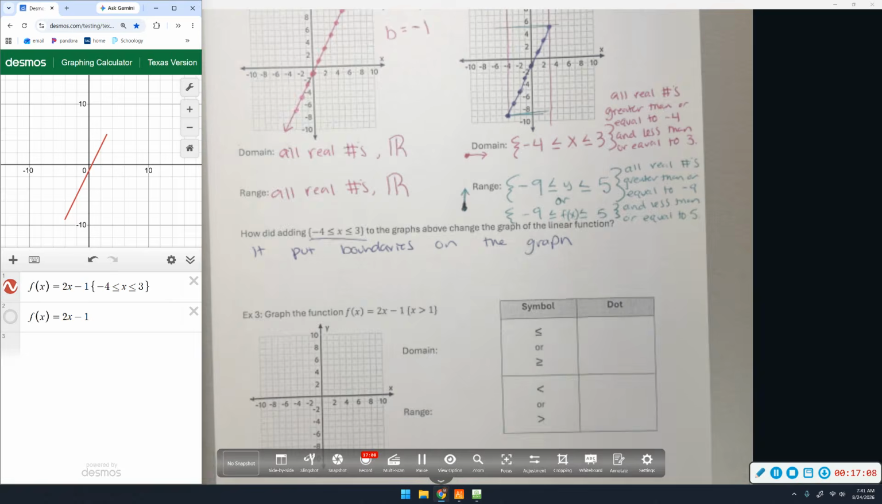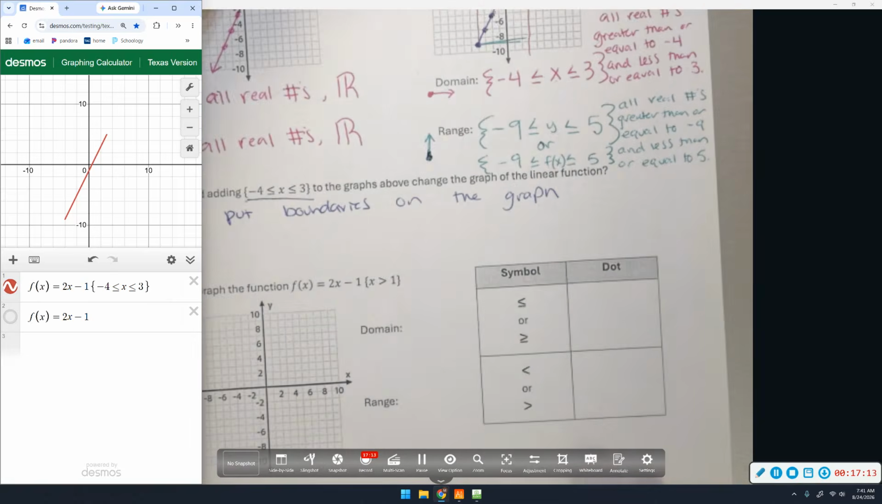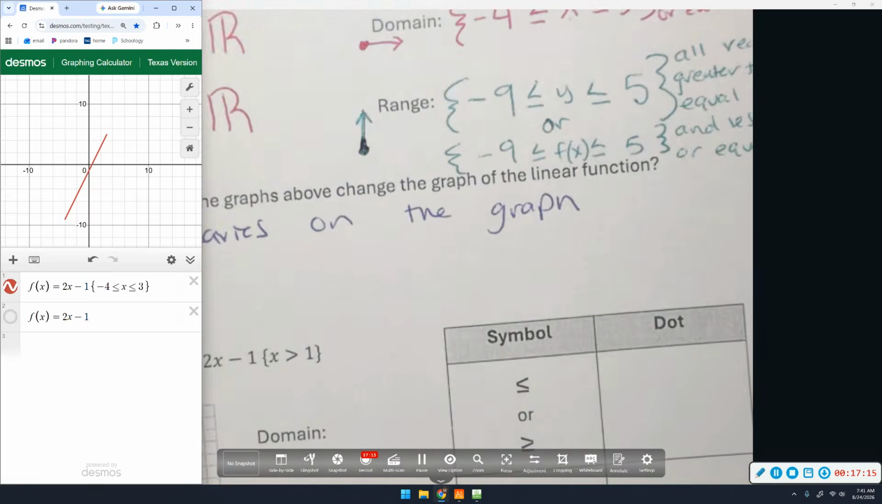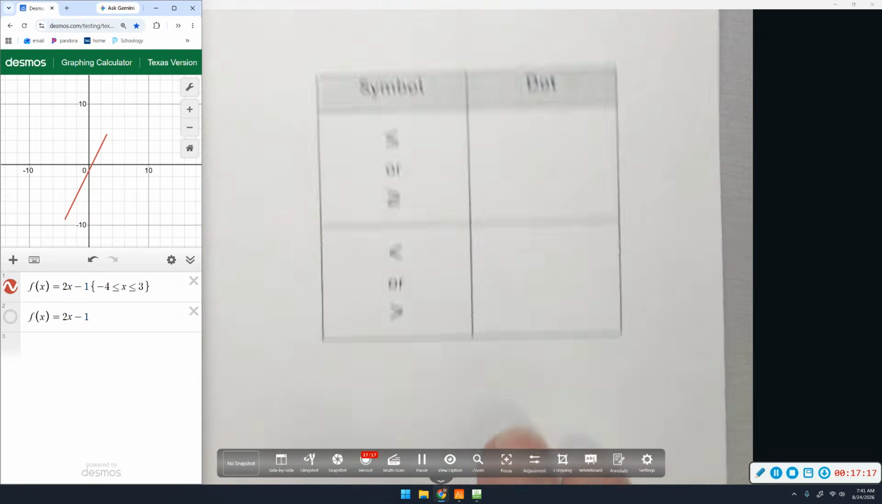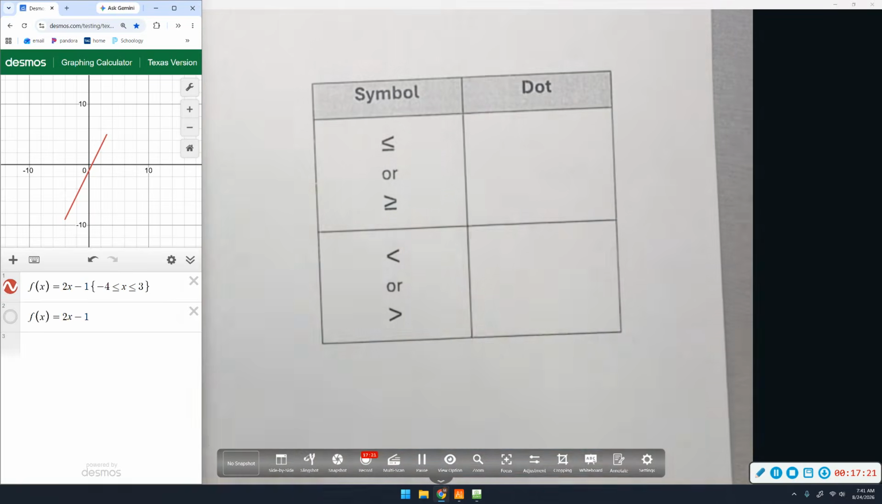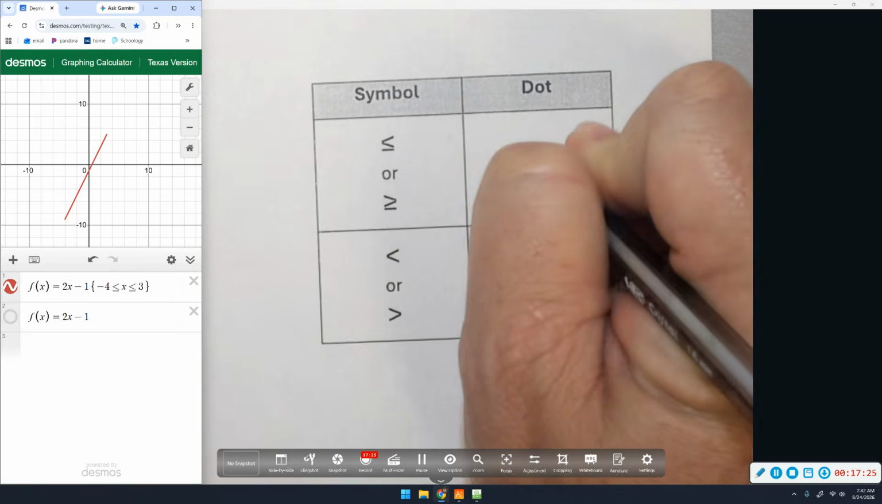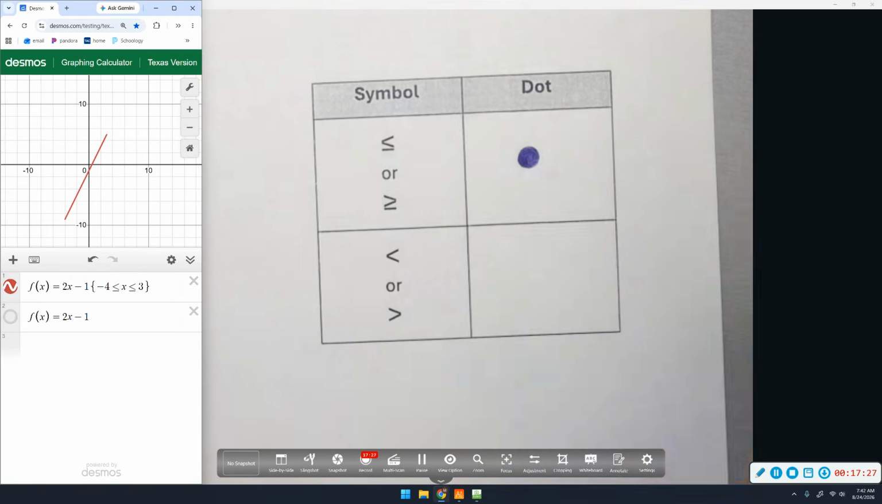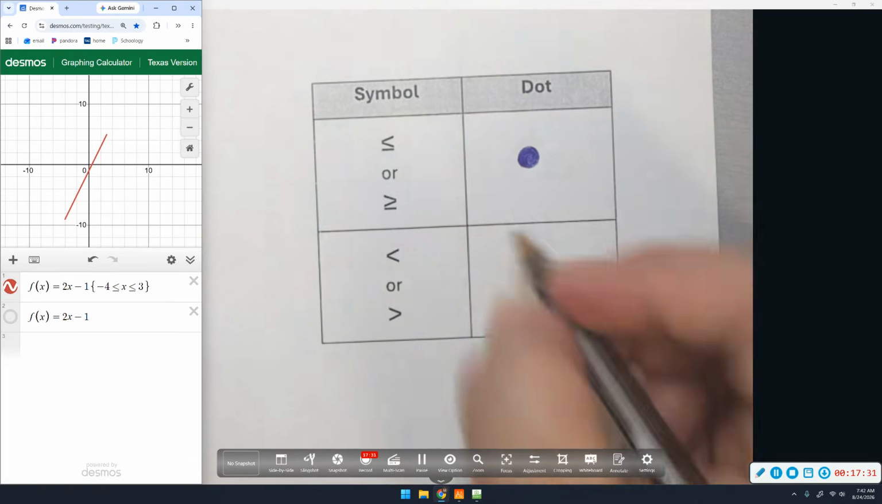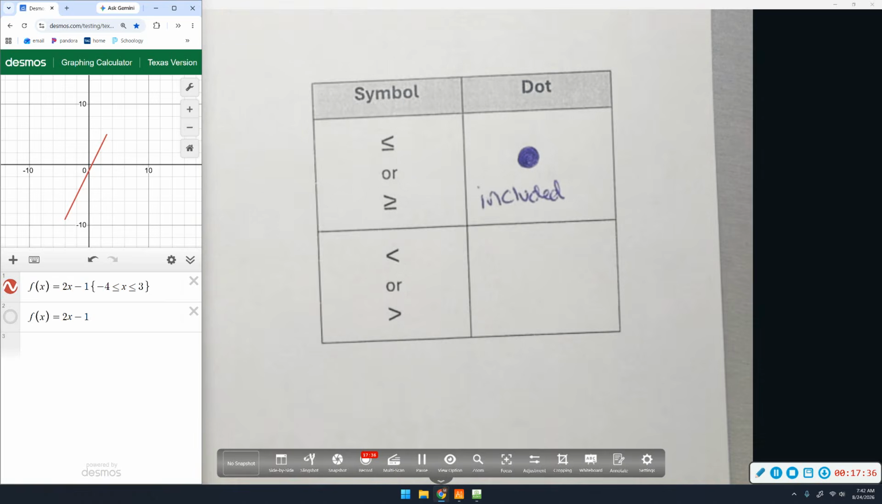Okay, this next one, we're going to talk about something first. Here we have this. On our last one, we had equal to's only, right? And when it's equal to, we use just a normal dot, right? This means that the answer is included, or the point is included in the answers.